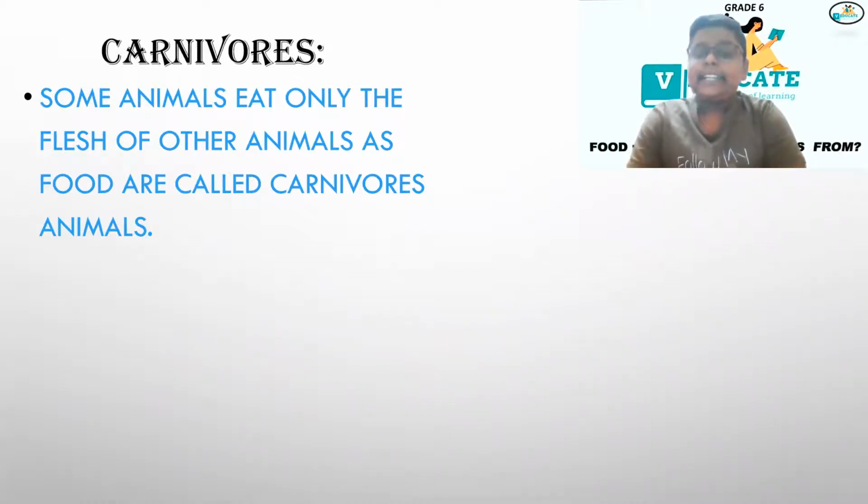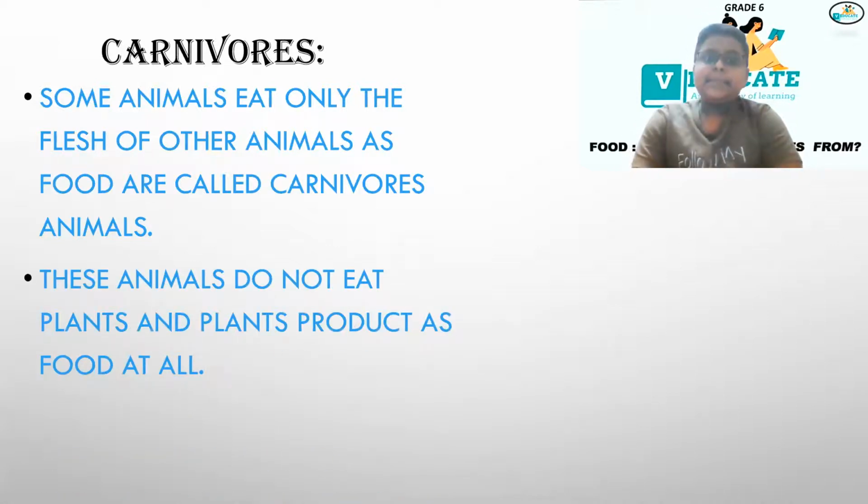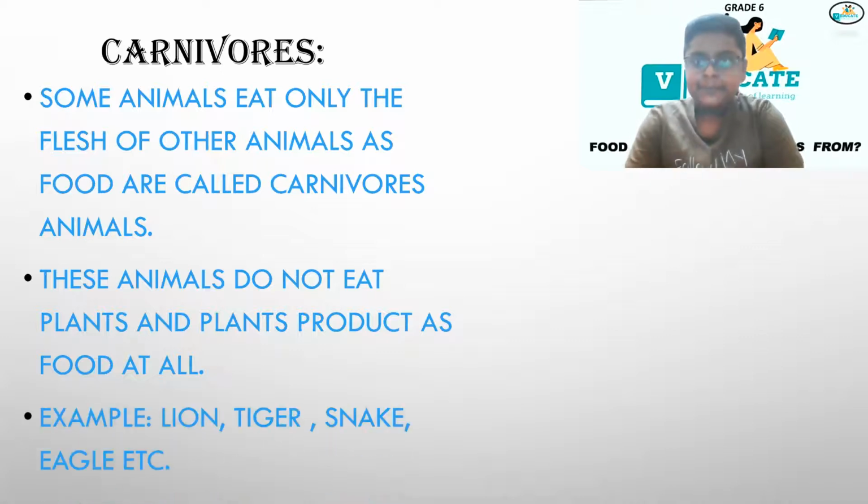Let's see the characteristics of carnivores. These animals do not eat plants and plant product food at all. They can't eat plant products at all. Examples are lion, tiger, snake, eagle, etc. Let's go to the next.